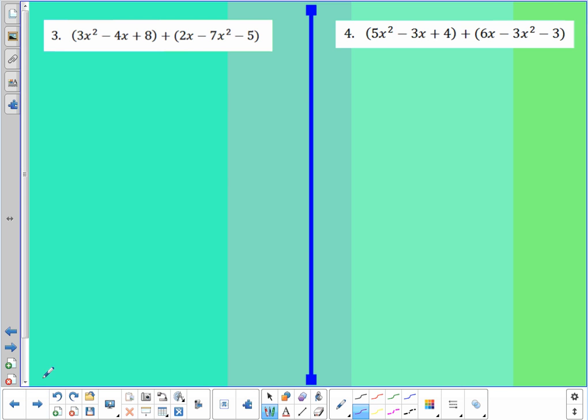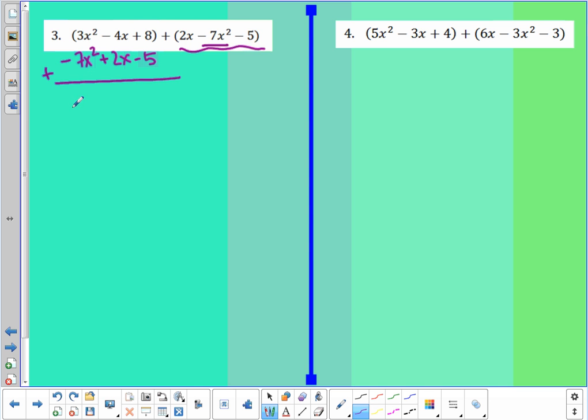If I take a look at number 3, let's say I line number 3 up vertically. So I'm going to take this whole second polynomial and put it underneath the first one, but I'm going to make sure that the like terms are in columns. So underneath my 3x squared, I'm going to take this negative 7x squared. Then underneath my negative 4x, I'm going to put this 2x. And underneath the 8, I'm going to put the constant negative 5. So I lined them up vertically, and now I'm ready to add down the columns.